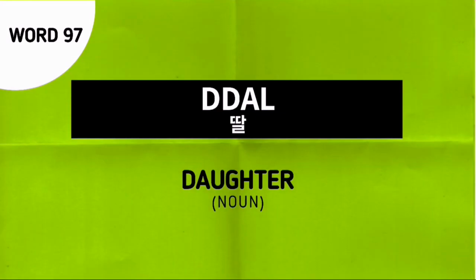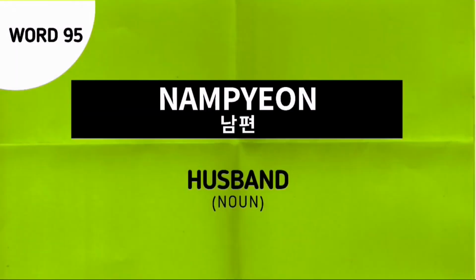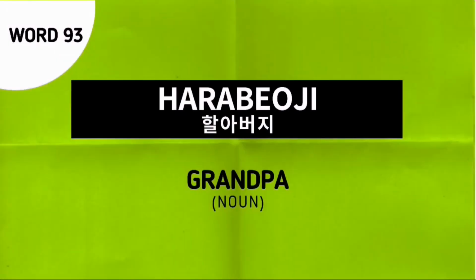Word number 97 is ttal, and this is the Korean noun for daughter. Word number 96 is anae, and this is the Korean noun for wife. Word number 95 is nampyeon, and this is the Korean noun for husband. Word number 94 is halmeoni, and this is the Korean noun for grandma. And the last for our review is word number 93, harabeoji, which is the Korean noun for grandpa.